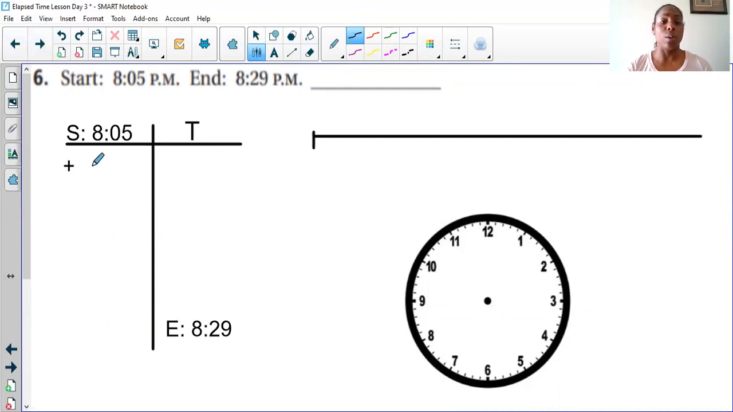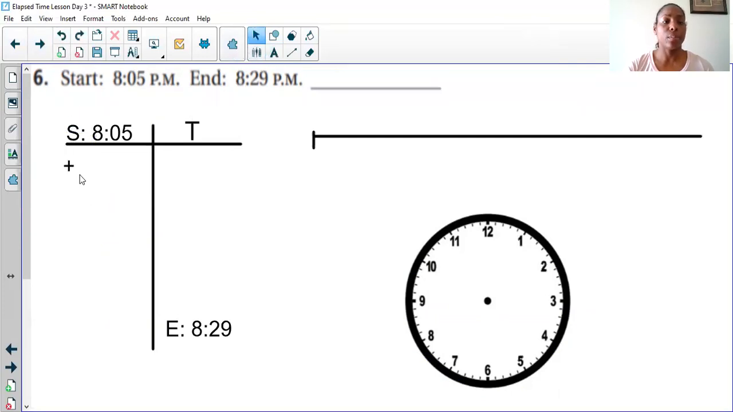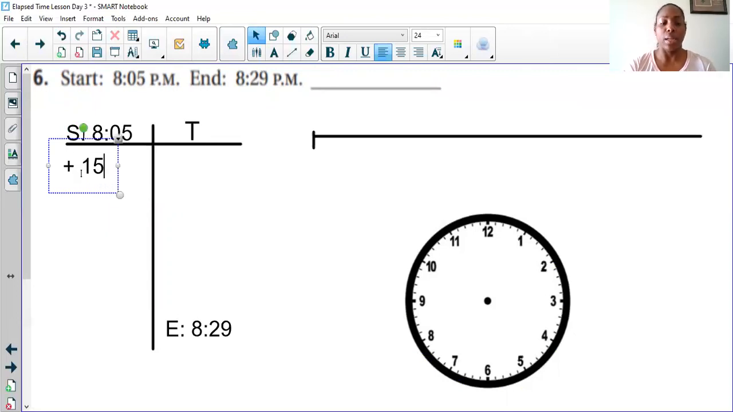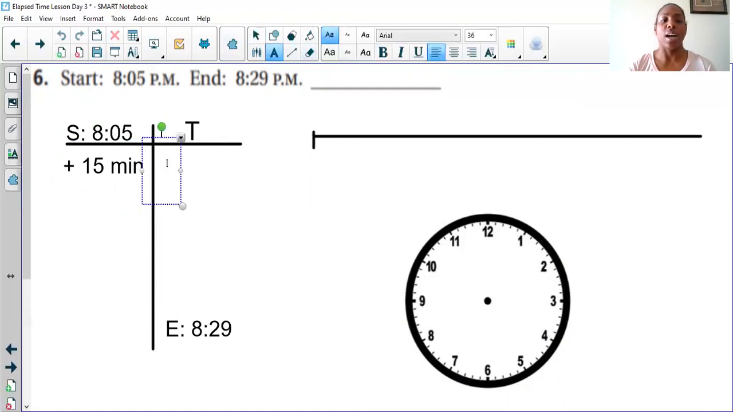So I think a great one that I can start with, I'm going to start with 15 minutes. Okay, so what would 15 minutes be if I add it to 8:05? 15 minutes to 8:05. So if you're thinking 8:20, you are correct. So I have the time of 8:20 now.